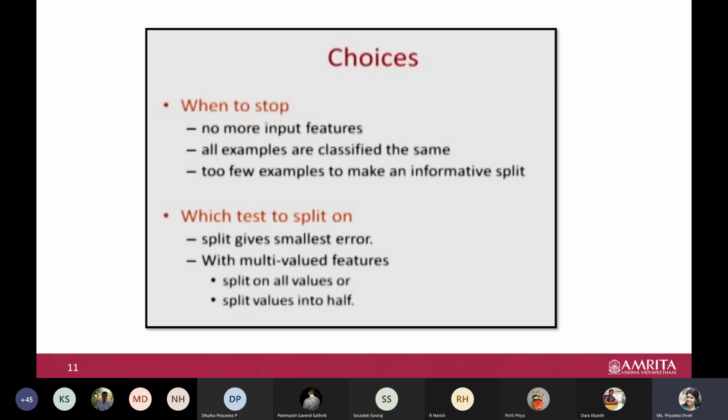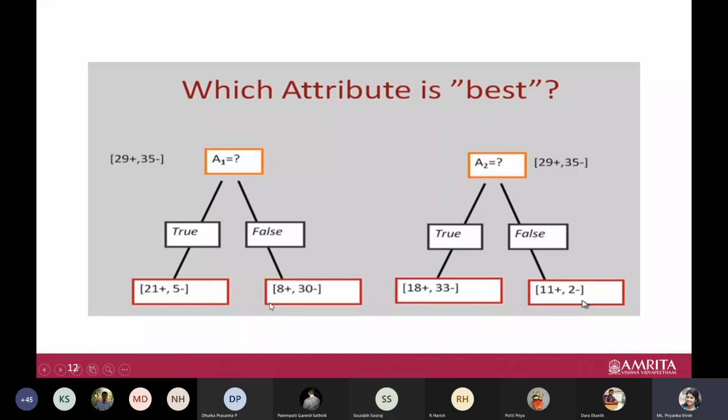you may have to stop. Similarly, like the previous example, if you remember, all the examples or instances are belonging to the same class. Then also we stop. Or also if you don't have enough samples to make an informative split. So that is also one case. Like if you have only 1 or 2 samples and it is not making any sense, you may stop further growing the tree. Now, which test to split? We'll see this again in the next slides. Which attribute to choose? How do you decide?